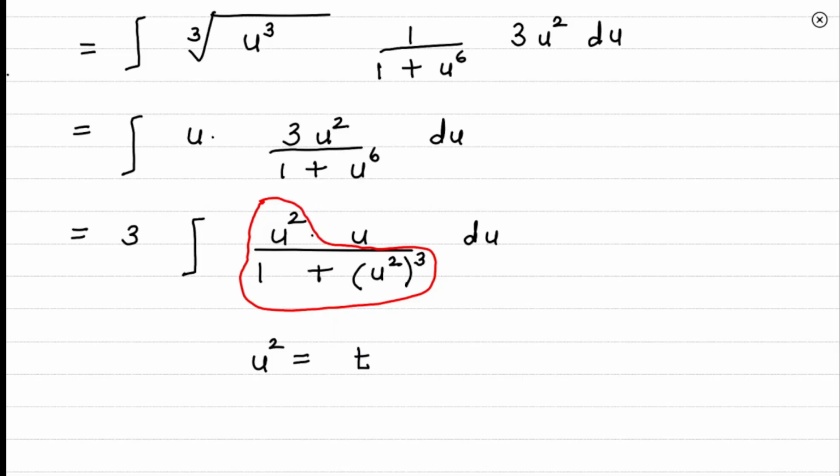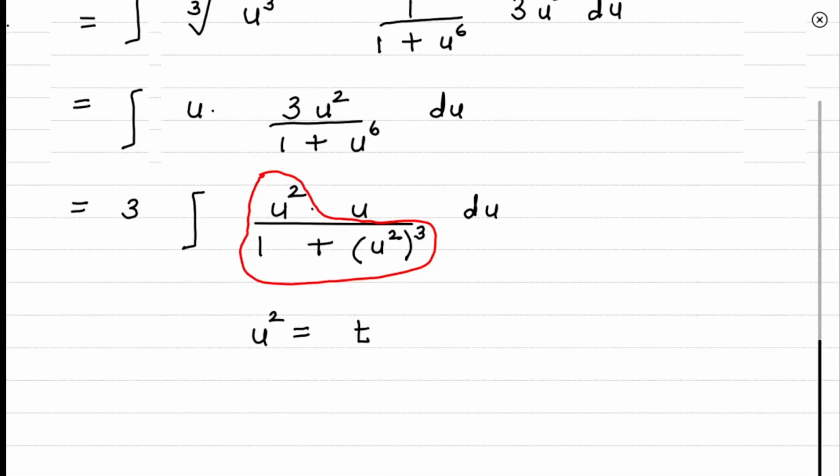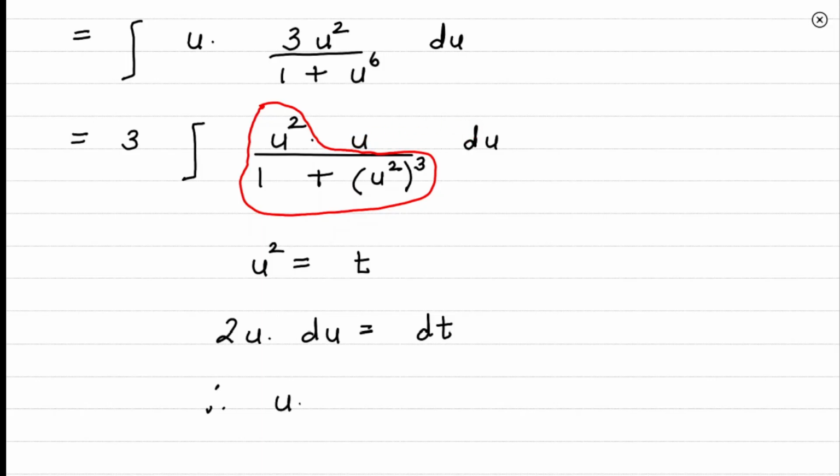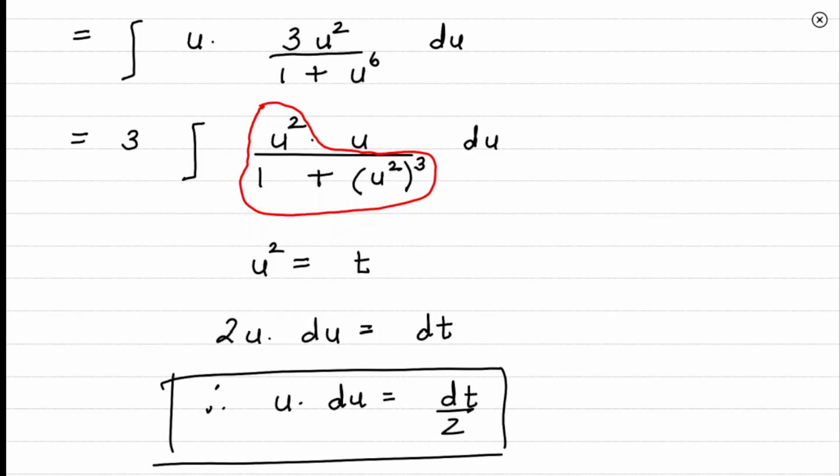Now let's again differentiate both the sides in order to convert that du in terms of dt. Differentiation of u square is 2u du, which is equal to dt. Now if you notice here, we need u times du. So from here we can say that u times du is nothing but dt divided by 2, and that's the value of u times du.